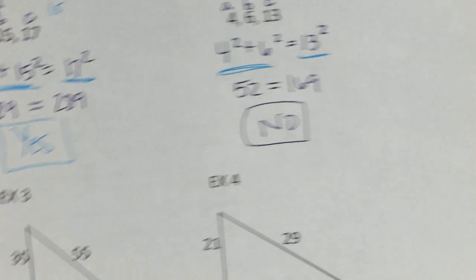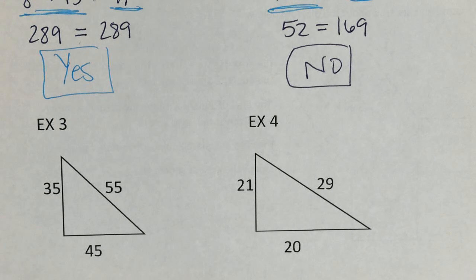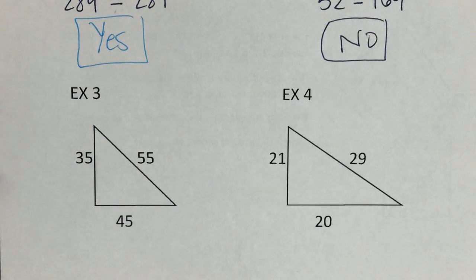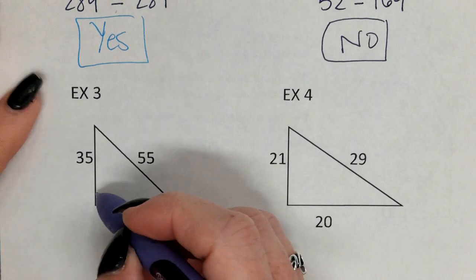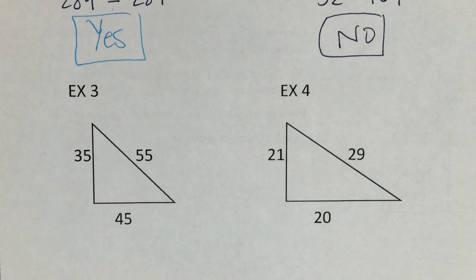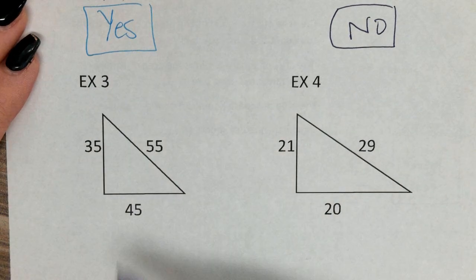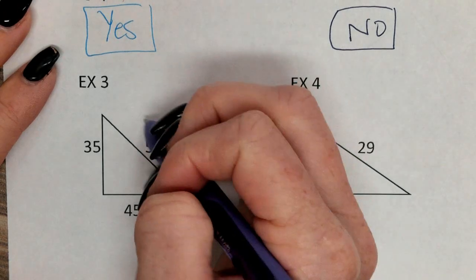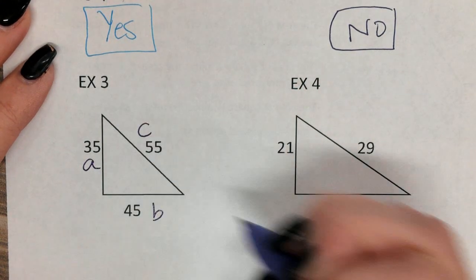All right, now could you do it if they give you a picture? What if they gave you this picture? Does it look like a right triangle? It does, but you cannot assume it's a right triangle unless they draw that little square or they tell you it's a right triangle. So based on Pythagorean theorem, which one of these numbers would have to be the C? And then you can pick this would be A or B. It doesn't matter.